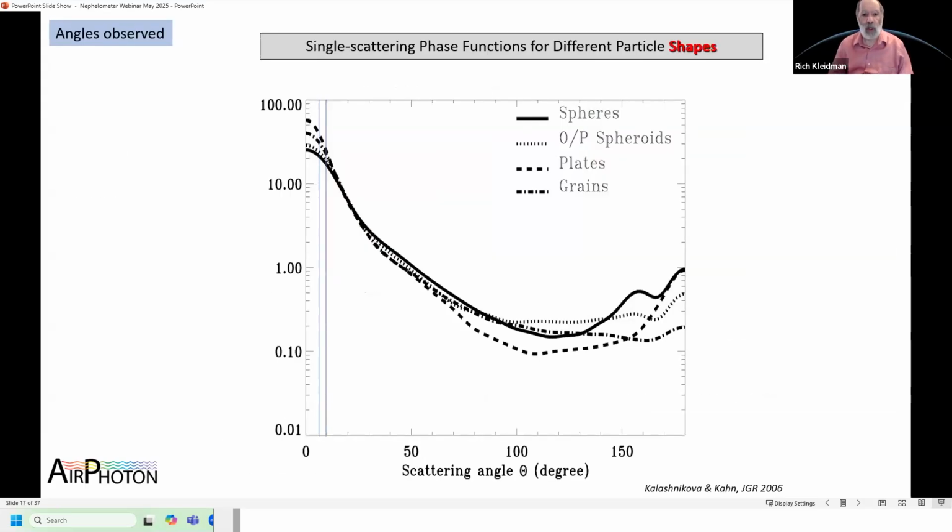Okay. As I mentioned, your scattering phase function is going to be different based on the shape as well. So here we have a representation of spherical particles, plates, grains, and what I'm showing here is, again, if you have a truncation error starting at 9 degrees, if you have a truncation error starting at 7 degrees. So you can see, depending on the shape, you might miss a significant portion of the signal based on your truncation error.